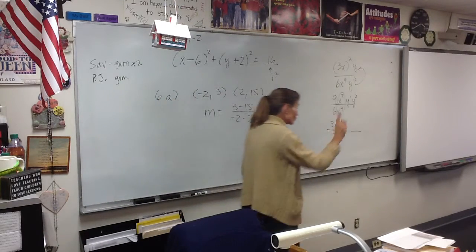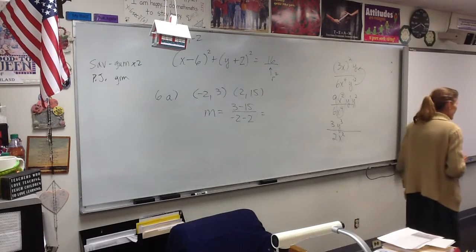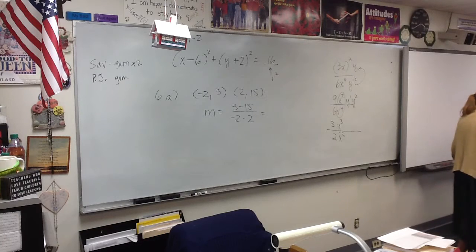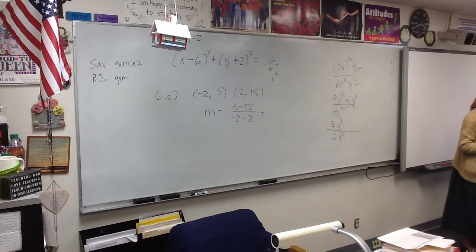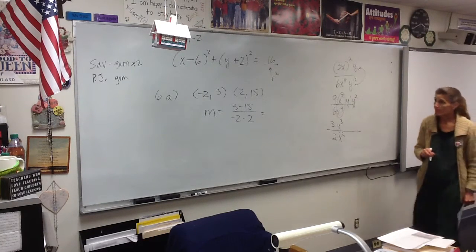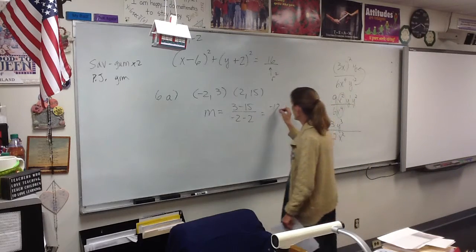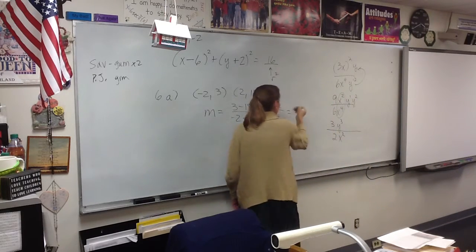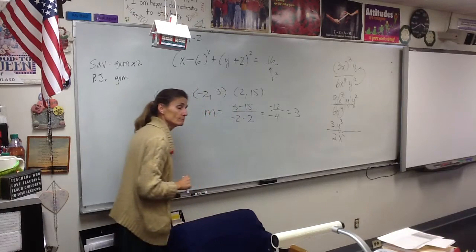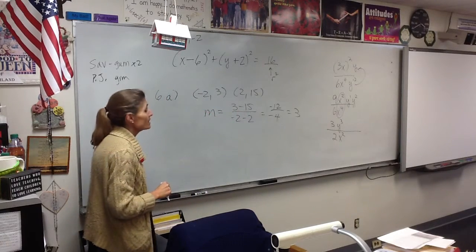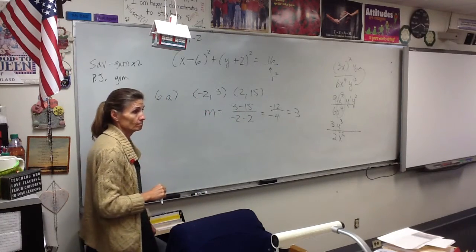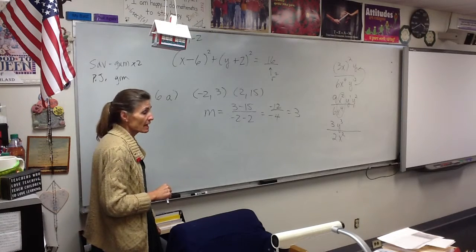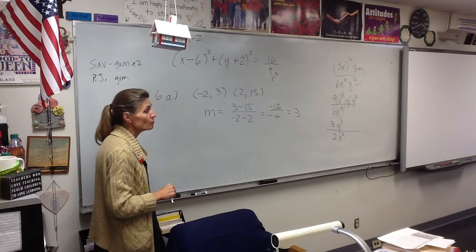Hannah McCormick, do you remember that it's always y's over x's? Always y's over x's. So we end up with -12 over -4, so our slope is 3. Now what do we do? Zach Bond, do you remember what we do now?